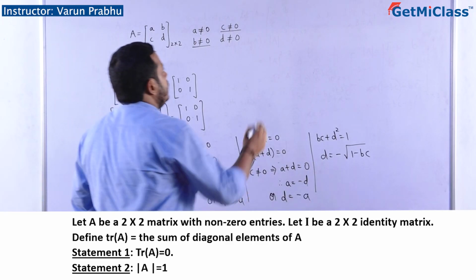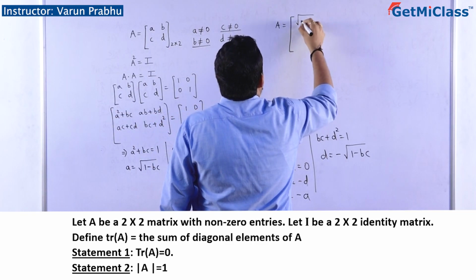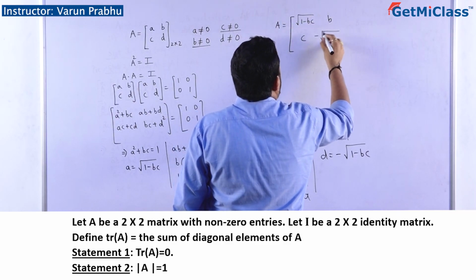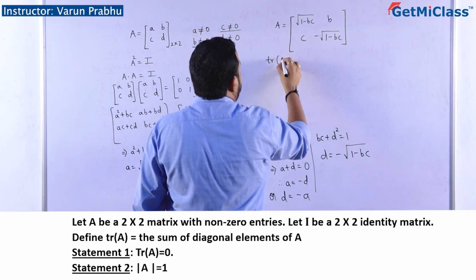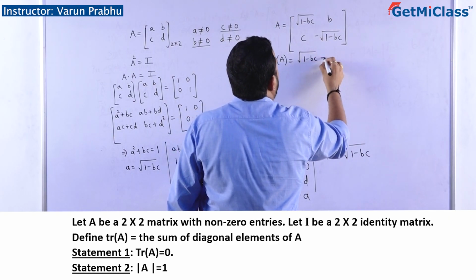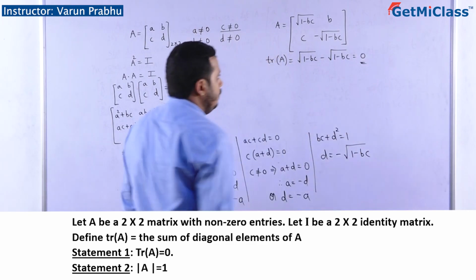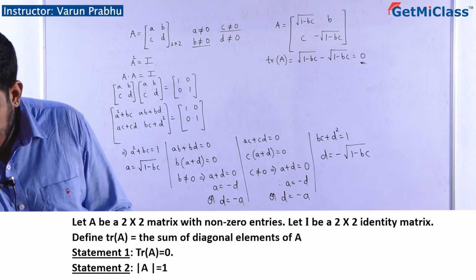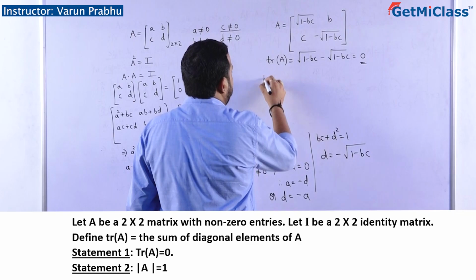Now what we can do is we can write the matrix A like this: root over 1 minus bc, then b, c and minus root over 1 minus bc. Now you know that trace of the matrix A is nothing but the sum of principal diagonal elements of the matrix. Root 1 minus bc minus root over 1 minus bc, that is equal to 0. Trace of the matrix is 0 in this case.